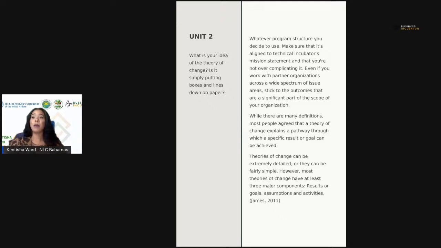While there may be many definitions of the theory of change, most people agree that it explains a pathway through which specific results or goals can be achieved. Theories of change can be extremely detailed or they can be very, very simple, just mapping out ideas to get to where the final impact is. However, most theories of change have at least 3 major components. They are results or goals, assumptions, and activities.